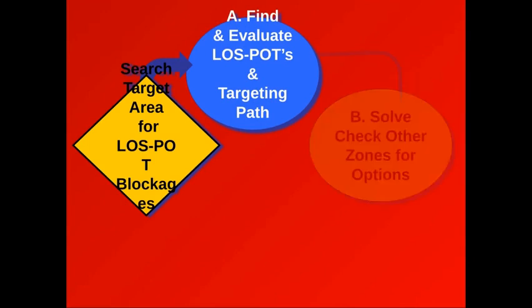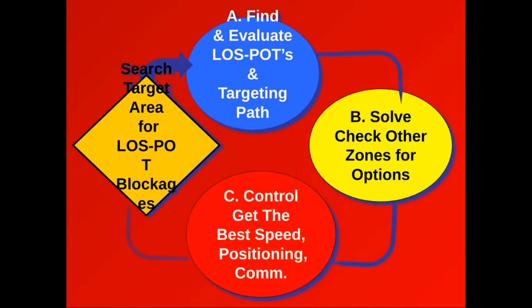And with this process, you're searching target area, looking back along your path, and you're going to find, solve, and control. Those are the key 3 words for the ABCs of zone control.